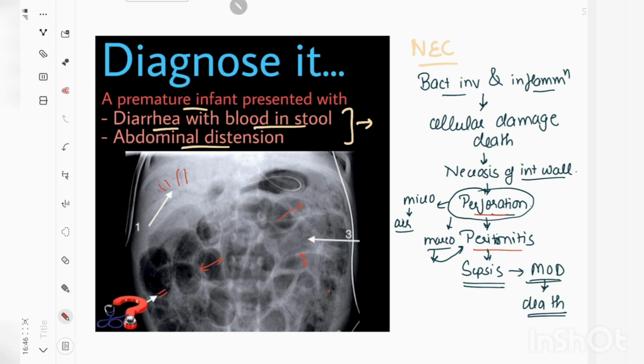But if the perforation is seen, the primary repair is not done, and what we do is we make a stoma, because if we do the primary repair, the intestinal wall is quite necrotic and it will not hold the sutures. So what we do is we prepare a stoma, and after the child recovers, we again reverse the stoma.